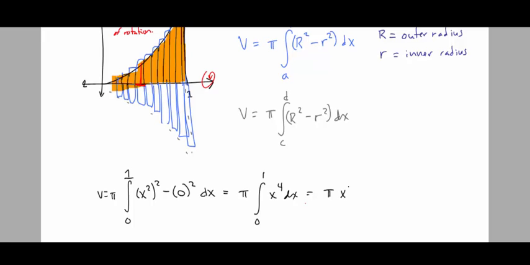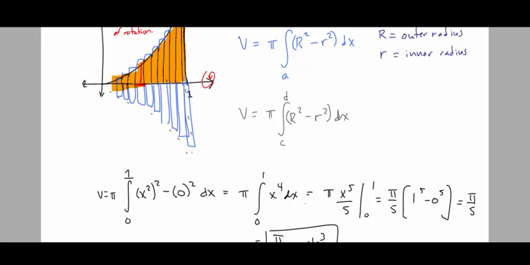So this would be x to the 5th over 5 when I integrate it, evaluated from 0 to 1. I'll pull my constants out front, and I'll have 1 to the 5th minus 0 to the 5th. And 1 to the 5th is 1. So my volume here is pi over 5. And because it's volume, this is units cubed. Okay, so units are not squared, they're units cubed because this is a three-dimensional drawing.